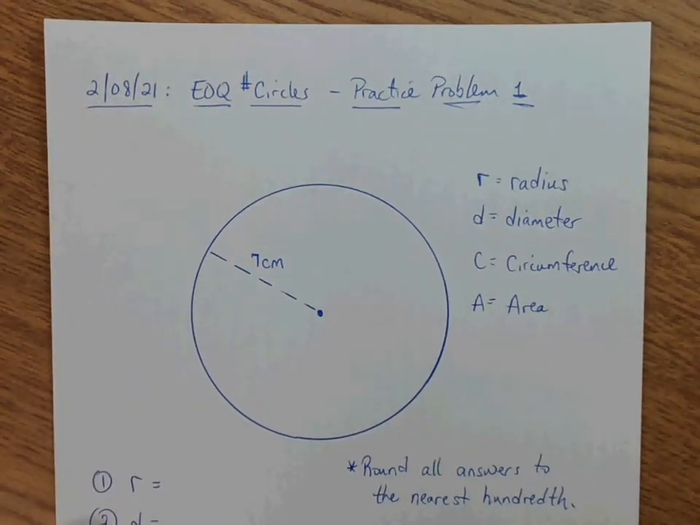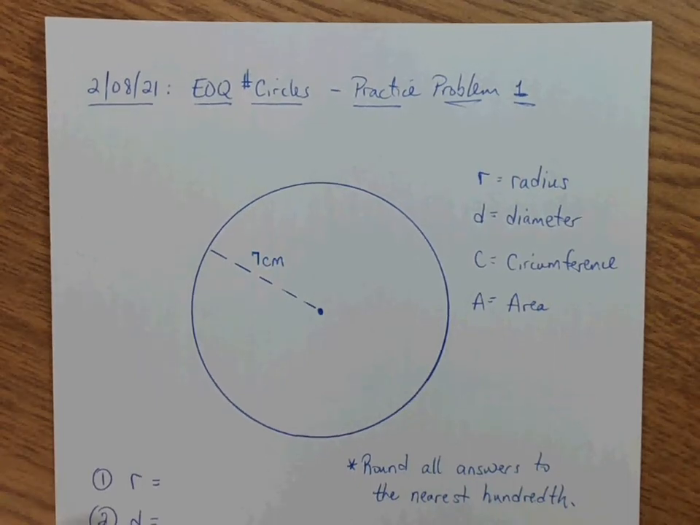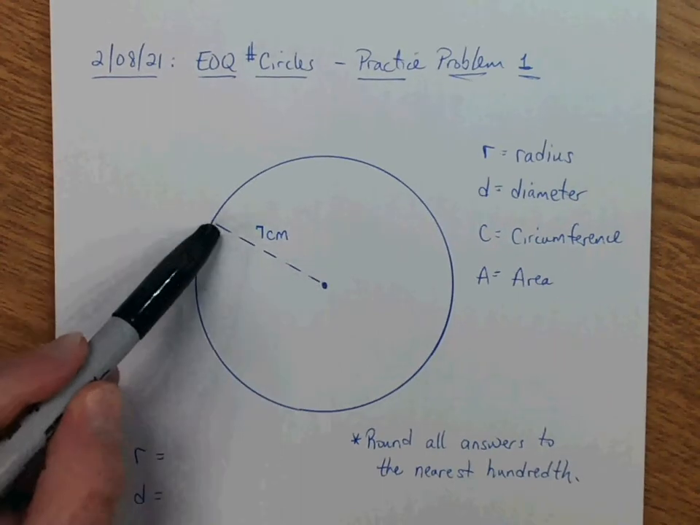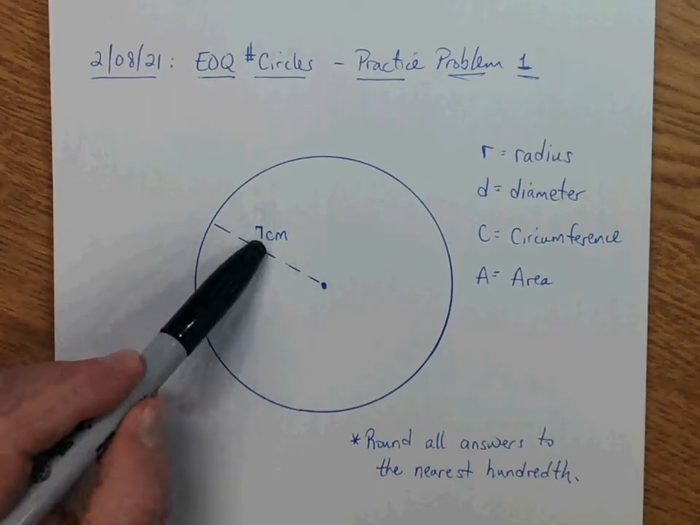February 8th, EOQ Practice Problem 1 for circles. Given a circle, we have from the center to its outer edge a length of 7 centimeters.